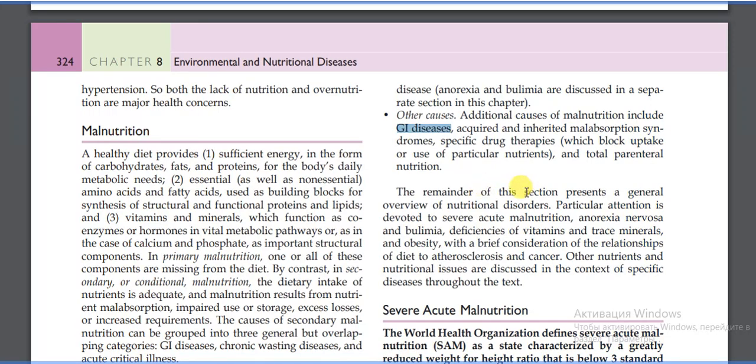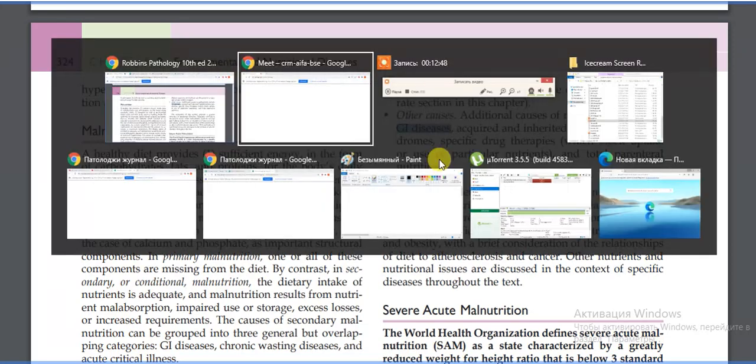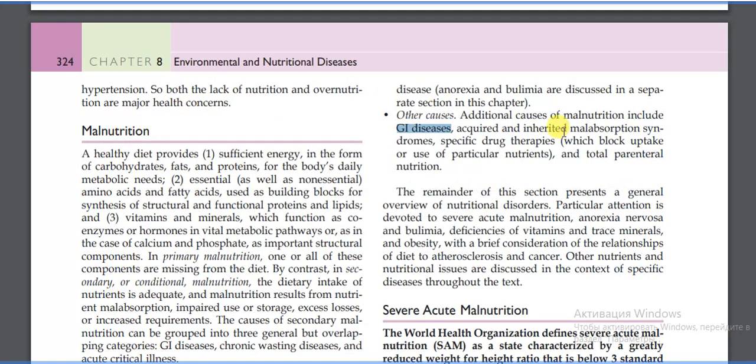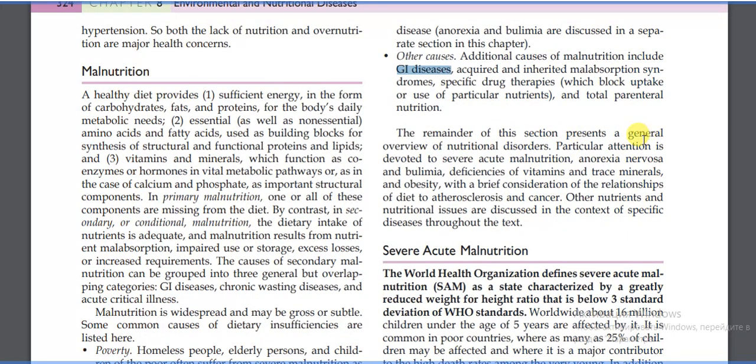Now we have a very good parenteral treatment, but anyway, it doesn't cover all the requirements of the patient. Okay. The remainder of this section presents a general overview of nutritional disorders. Particular attention is devoted to severe acute malnutrition, anorexia nervosa and bulimia, deficiencies of vitamins and trace minerals, and obesity, with a brief consideration of the relationships of diet to atherosclerosis and cancer.